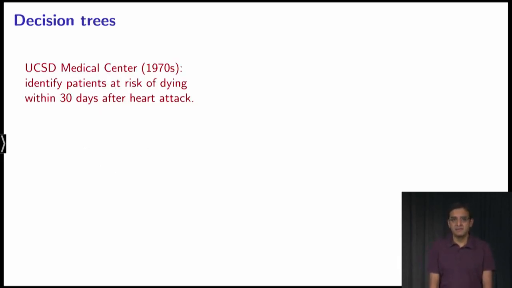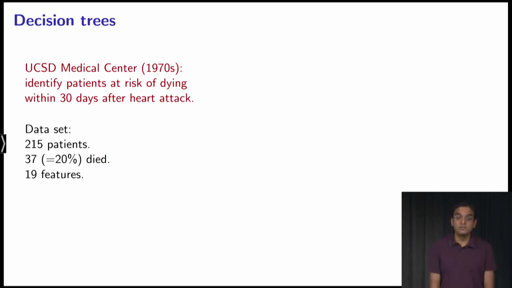In the late 1970s, researchers at the UC San Diego Medical Center wanted to solve a particular prediction problem. They wanted to know which heart attack patients could safely be released from the hospital. In particular, is this patient who has recently suffered a heart attack in danger of dying within the next 30 days? Is this a high-risk patient?